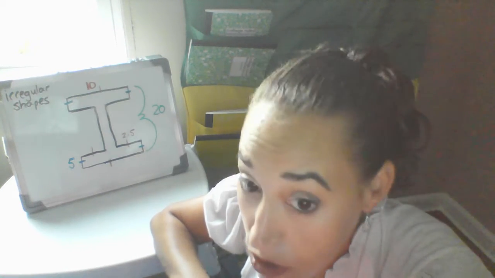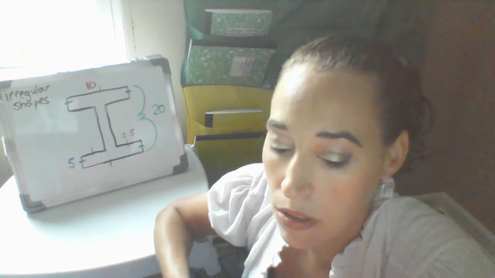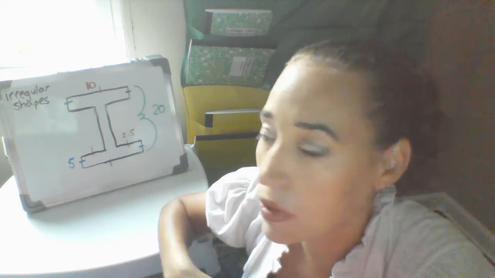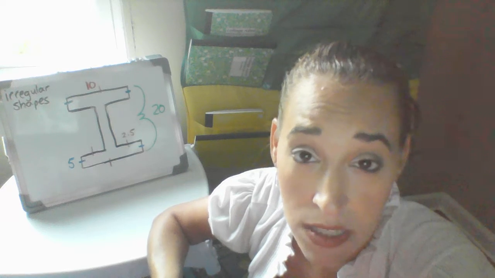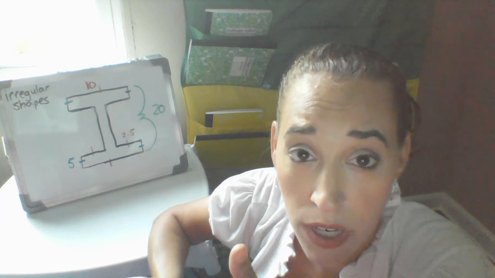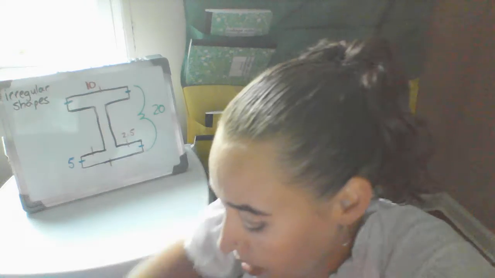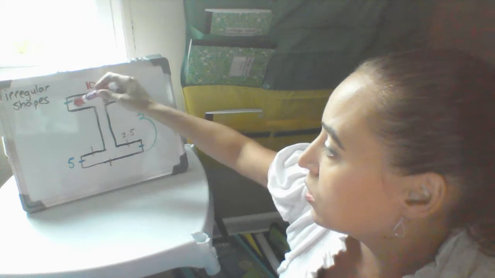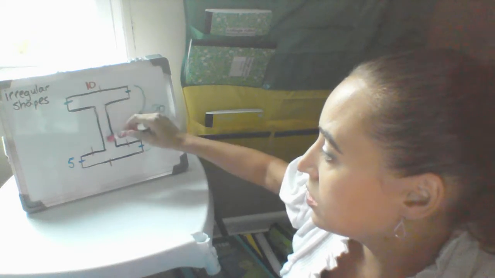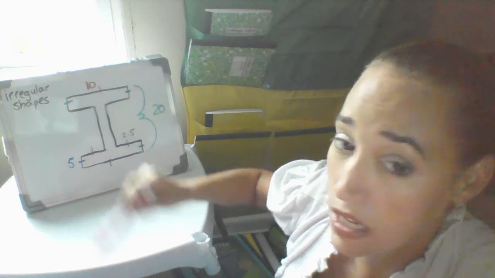So the way I'm choosing to break it up, and I'll show you what I mean by you could break it up in a different way, I'm going to break it up into three rectangles because I think that's probably the easiest way and the most direct way to get our total area. So this is rectangle one, this is rectangle two, this is rectangle three.